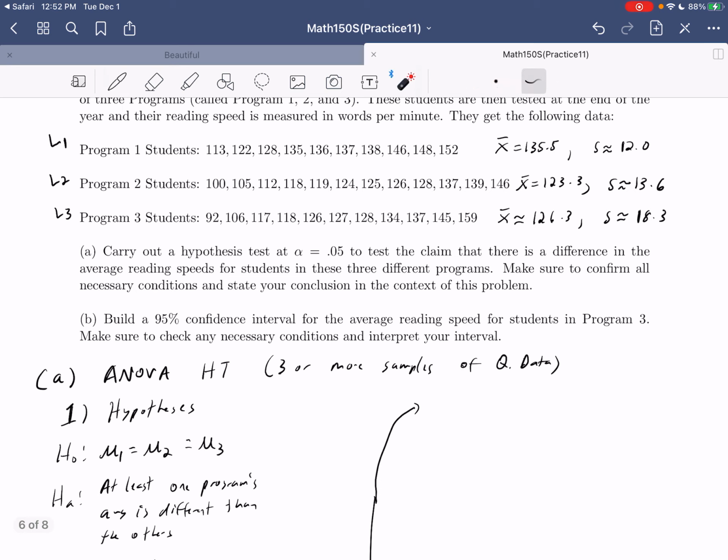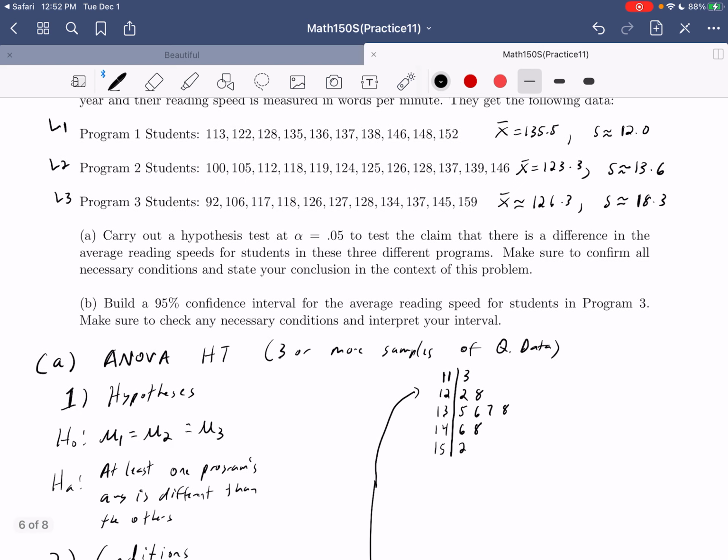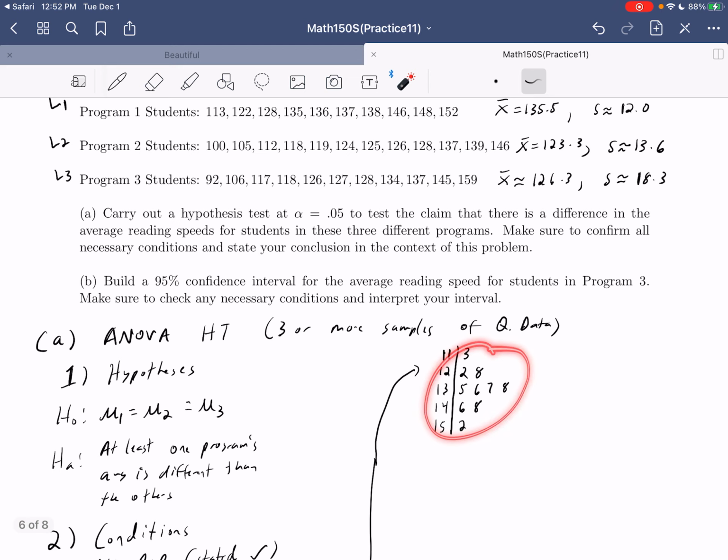So if we look at program 1, looks like we'll have to have stems of 11 all the way up to 15. So I guess we can do 11, 12, 13, 14, 15. And it looks like we should have 1, 1, 3, 1, 2, 2, 2, 8, 35, 36, 37, 38, 46, 48, and 52. And does that look approximately normal? Yep, we're all good with program 1 here. So I'll just make a note over here that this is program 1. So we're all good with that guy.